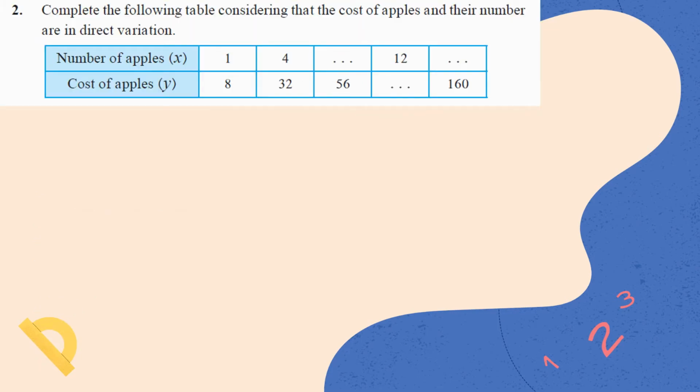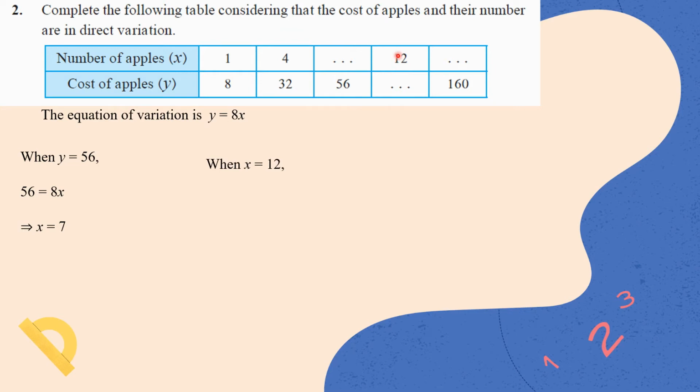Now we need to find out the missing values in the table. The equation of variation is y is equal to 8x. If you see, when y is 56, we need to find out the value of x. So we'll use this equation of ours. In place of y, we'll substitute 56. So 56 is equal to 8x. If we divide both sides by 8, we get x is equal to 7.